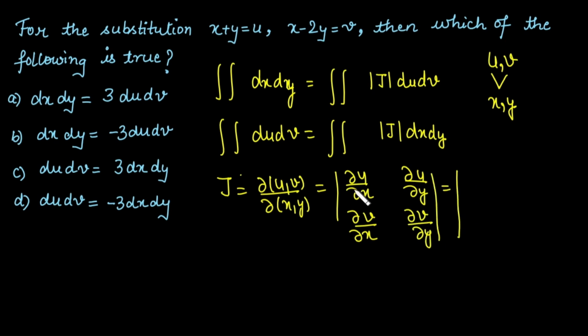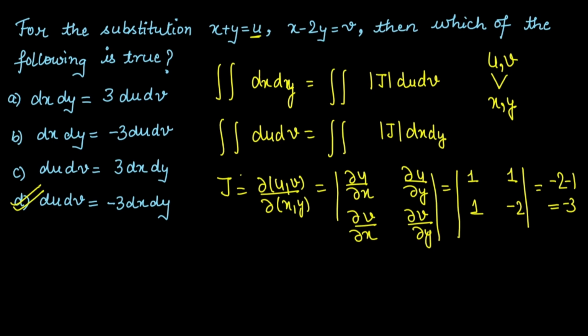This is equal to, what is a partial derivative of u with respect to x? u क्या है? x plus y. Its derivative with respect to x is 1, then with respect to y is 1. Then v का derivative with respect to x is 1 and v का derivative with respect to y is minus 2. Take the determinant, that is minus 2 minus 1 is equal to minus 3. It means uv को हम convert कर रहे हैं dx dy में with Jacobian minus 3. क्या ये option available है?